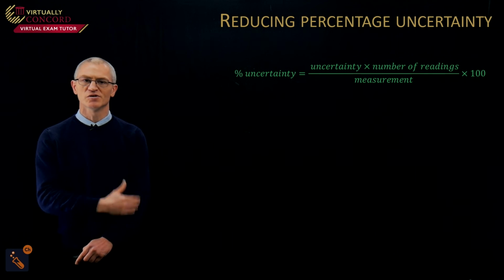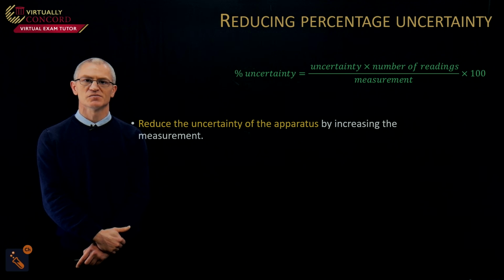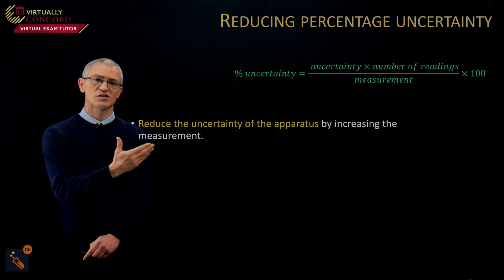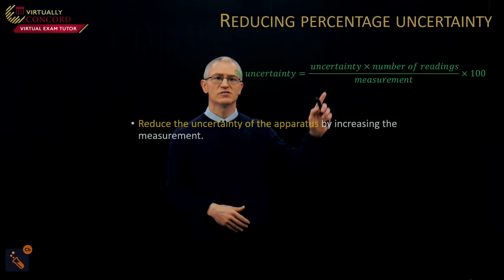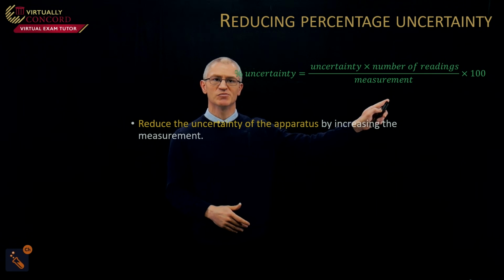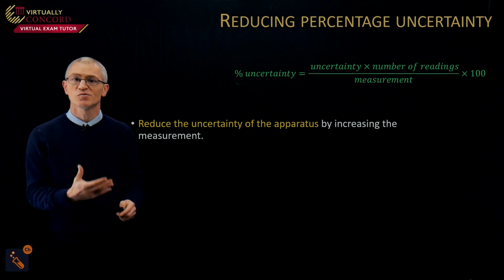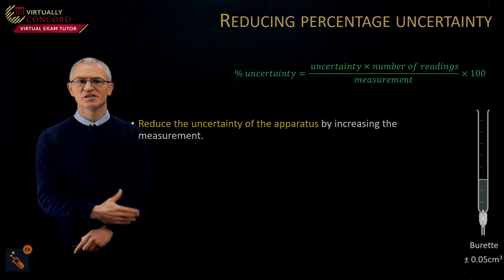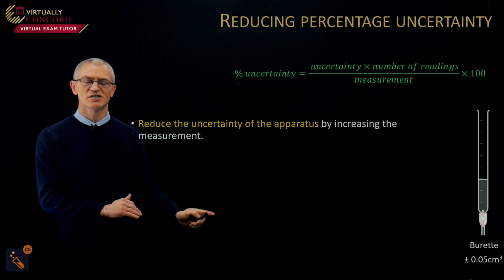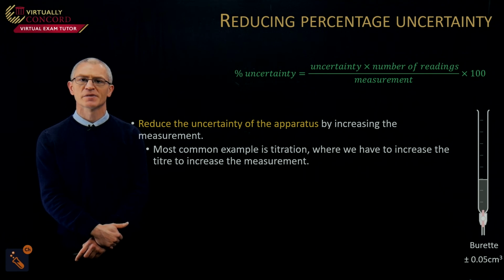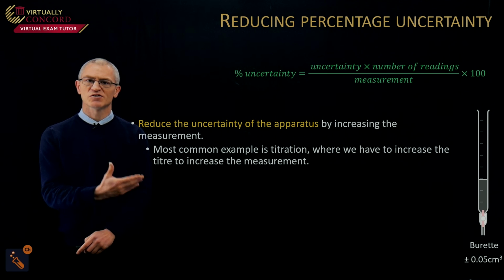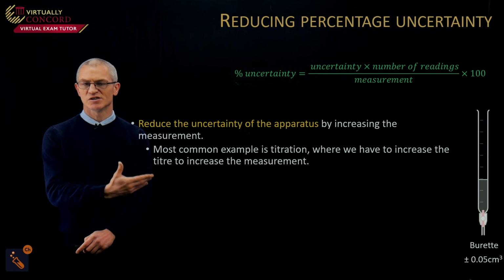In the exam, this is much more likely than the example you're going to get given. If you want to change the measurement, you can therefore reduce the uncertainty of the apparatus. The measurement is divided by, so we need to make that measurement larger. If we make that measurement larger, we can reduce the uncertainty overall. The apparatus most commonly used for this is a burette. I've given the uncertainty here as 0.05. The most common example is therefore titration, and we have to increase the titer to increase the measurement, because the measurement is the titer.